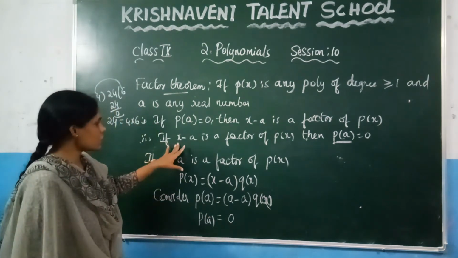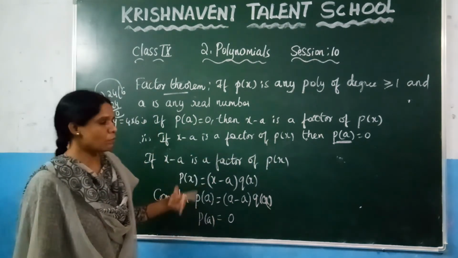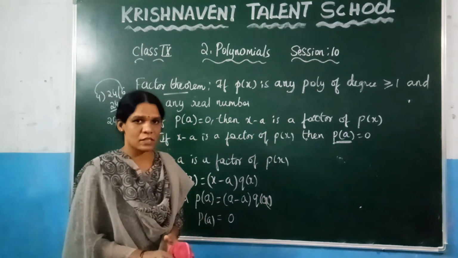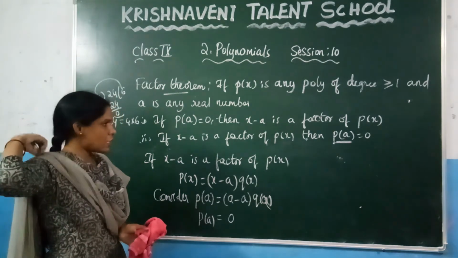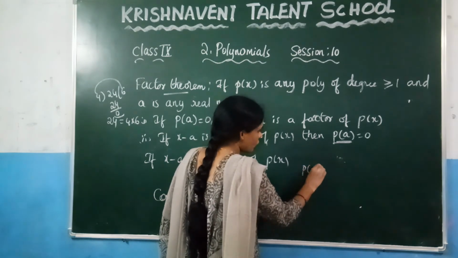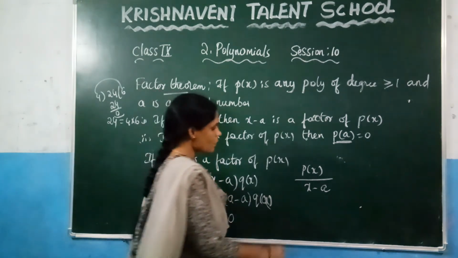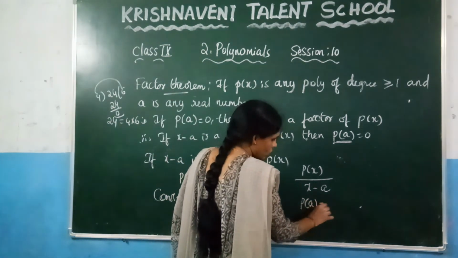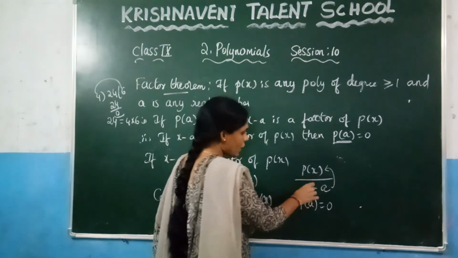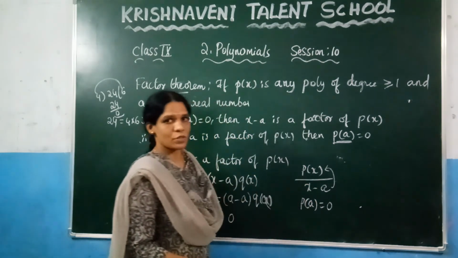Now here we considered x minus a is a factor of P of x and we proved P of a is equal to 0. Before, we considered P of a is equal to 0 and we proved that x minus a is a factor of P of x. So at last, what does the remainder theorem say here? If you are considering any polynomial and dividing this polynomial with x minus a, if the remainder is 0, then we can say that x minus a is a factor of P of x, or otherwise, if x minus a is a factor of P of x, then we can say that P of a is equal to 0.